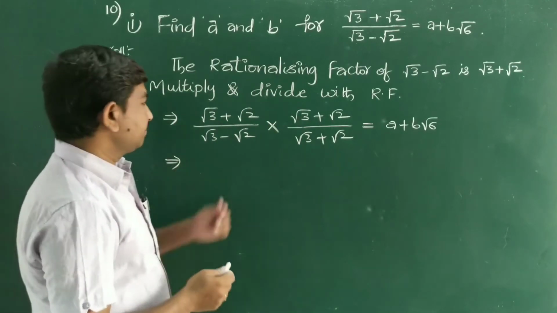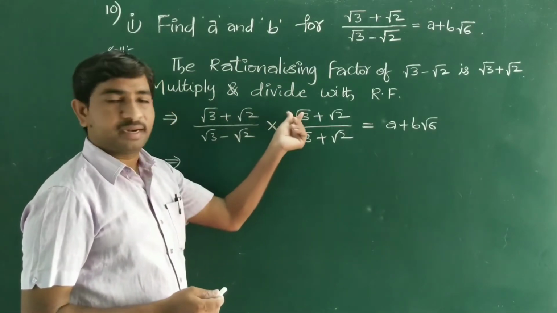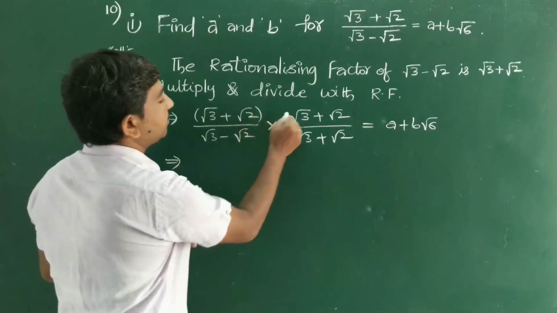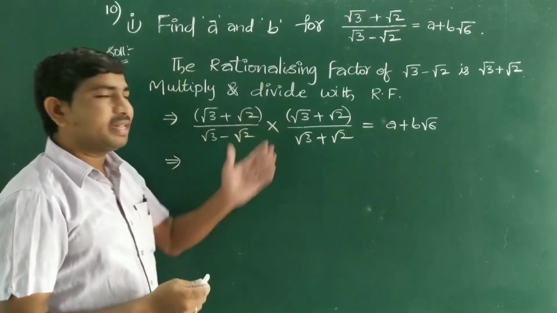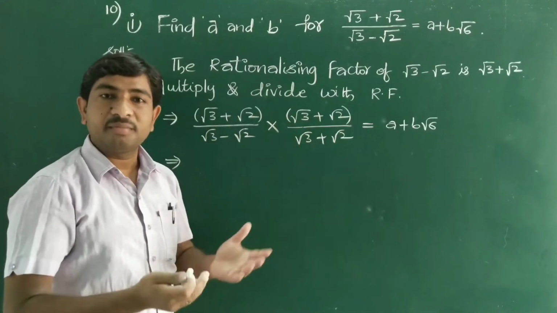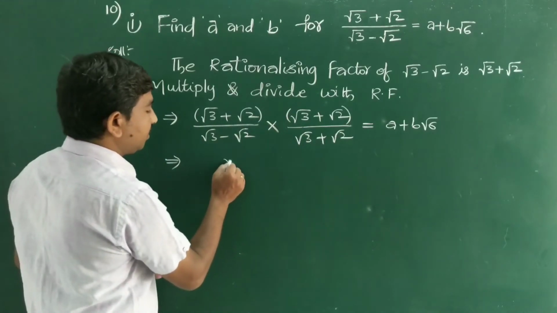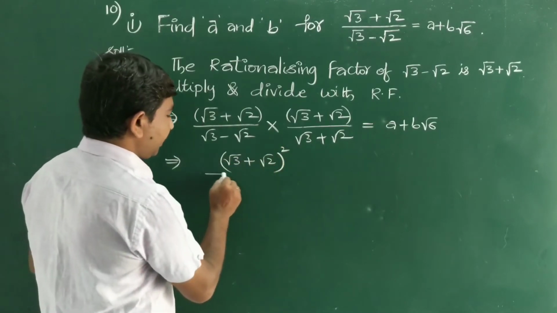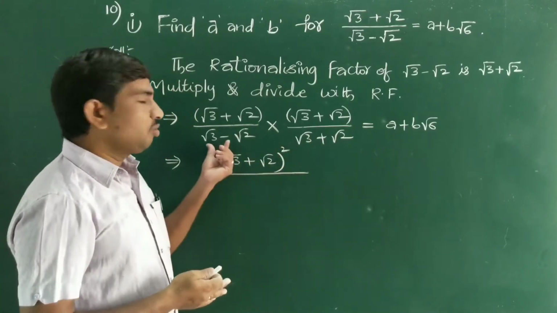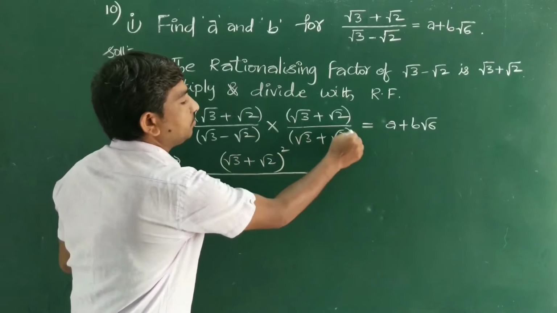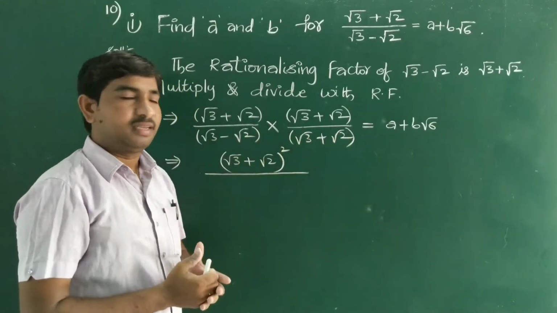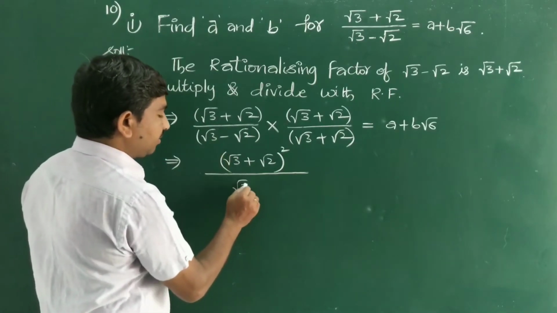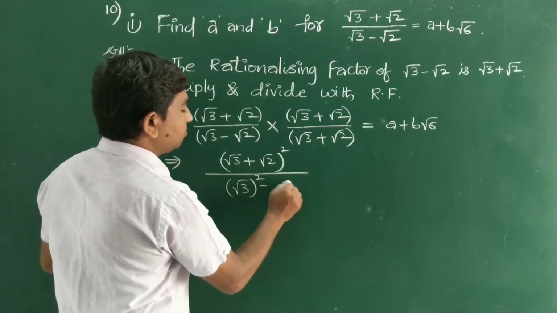Now see here, multiply numerator to numerator and denominator to denominator. If you observe, this is root 3 plus root 2 and this is also root 3 plus root 2. So these two are in the form of a plus b into a plus b, nothing but a plus b whole square. So you can write it as root 3 plus root 2 whole square. By, now if you observe the denominators, those are in the form of a minus b into a plus b. So what is the formula for a minus b into a plus b? A square minus b square. So a value here is root 3 whole square minus b value is root 2 whole square.